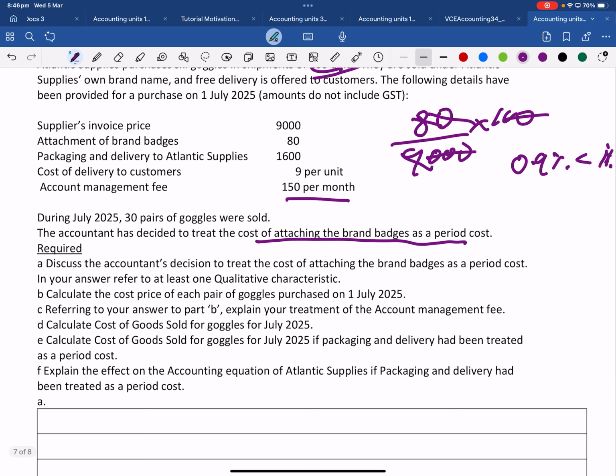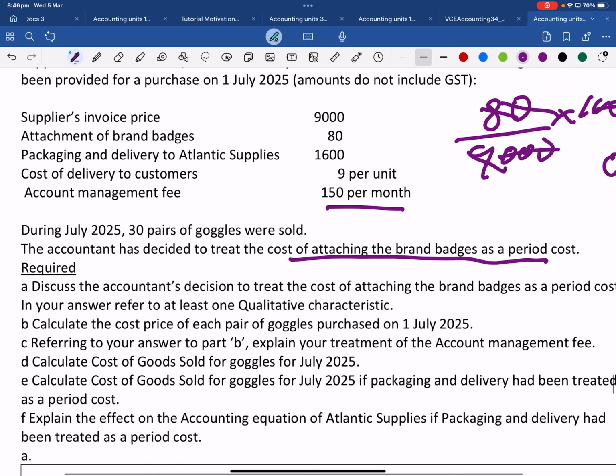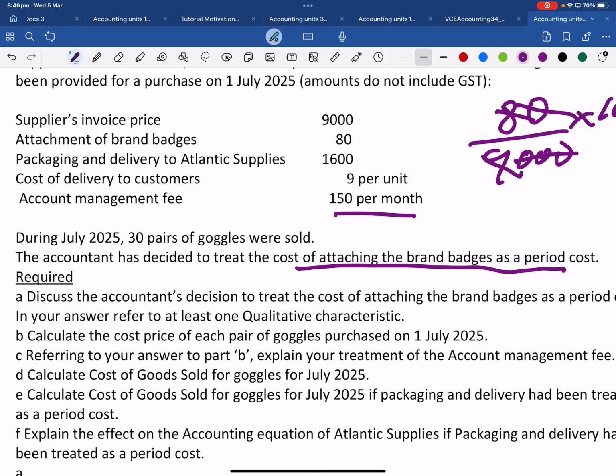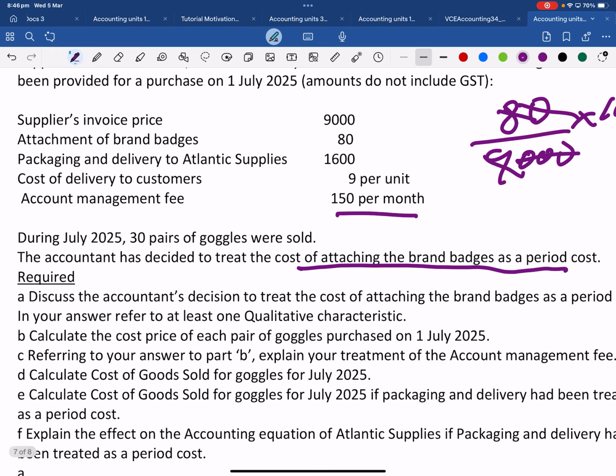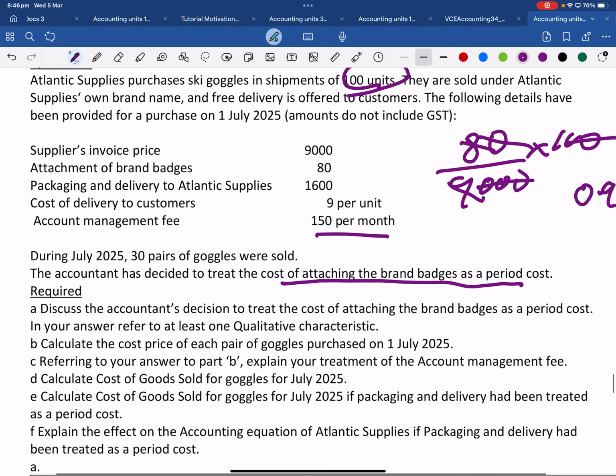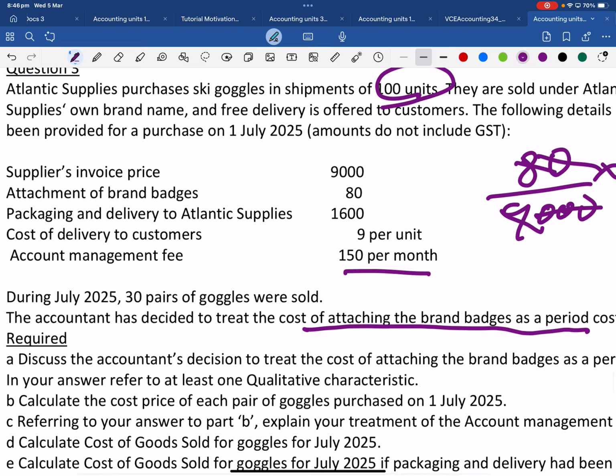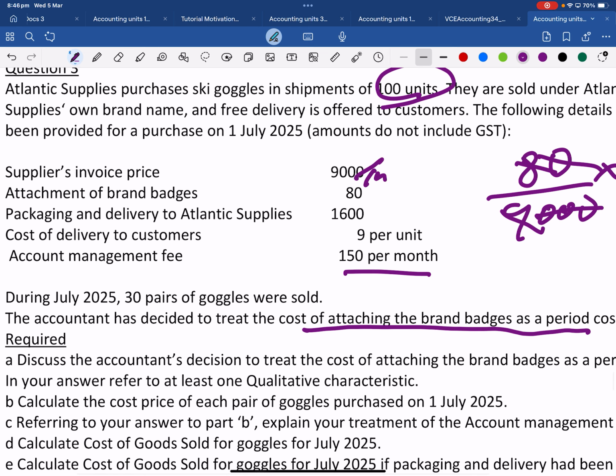Right. Part B. Calculate the cost price of each pair of goggles purchased. What is the cost price of each pair? Shall we calculate? 9,000 divided by 100, which is how much? 90. Now, packaging and delivery to Atlantic.